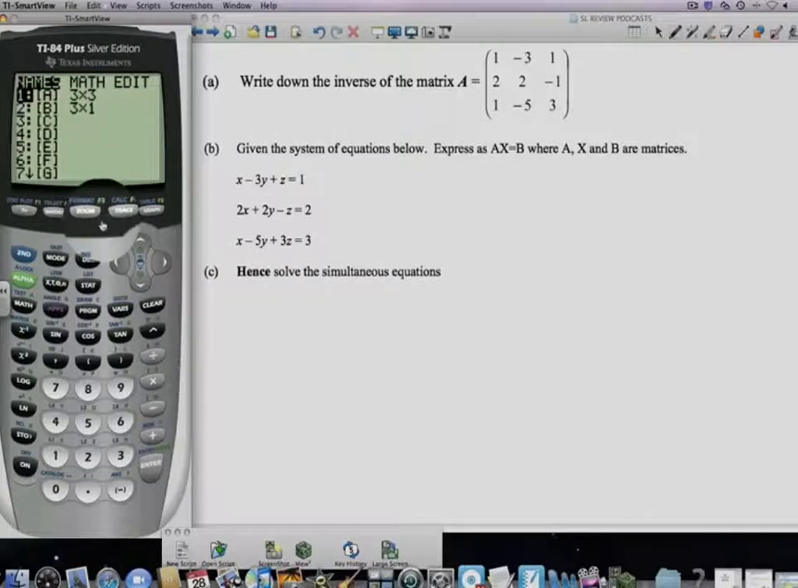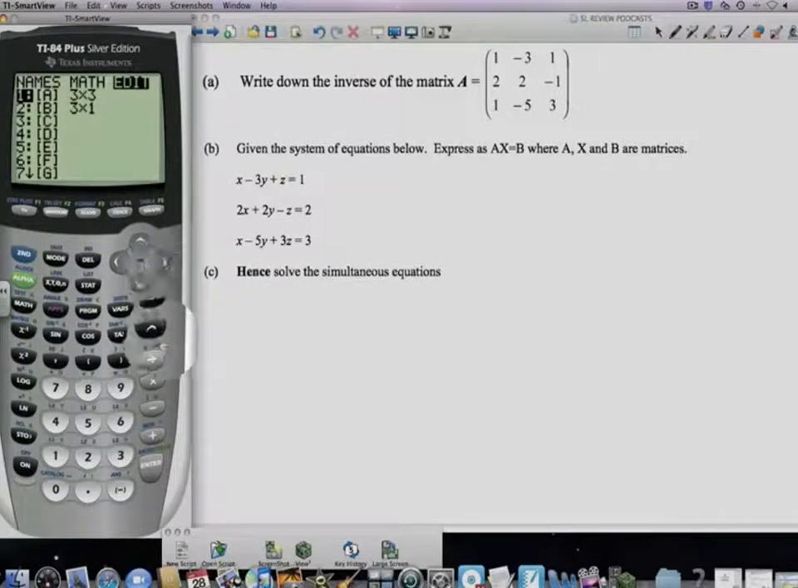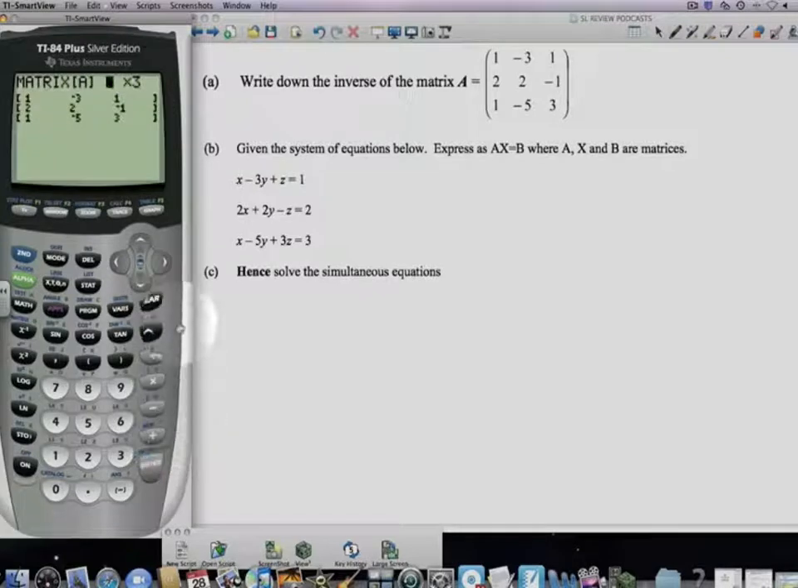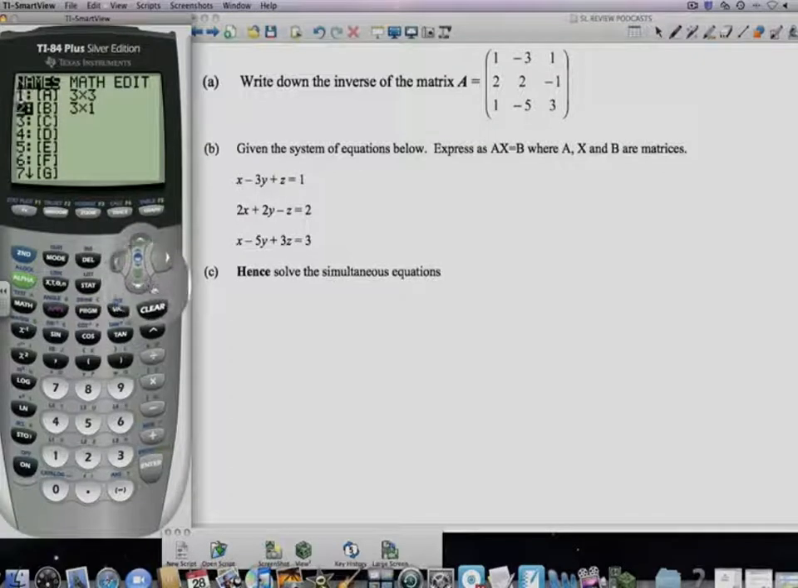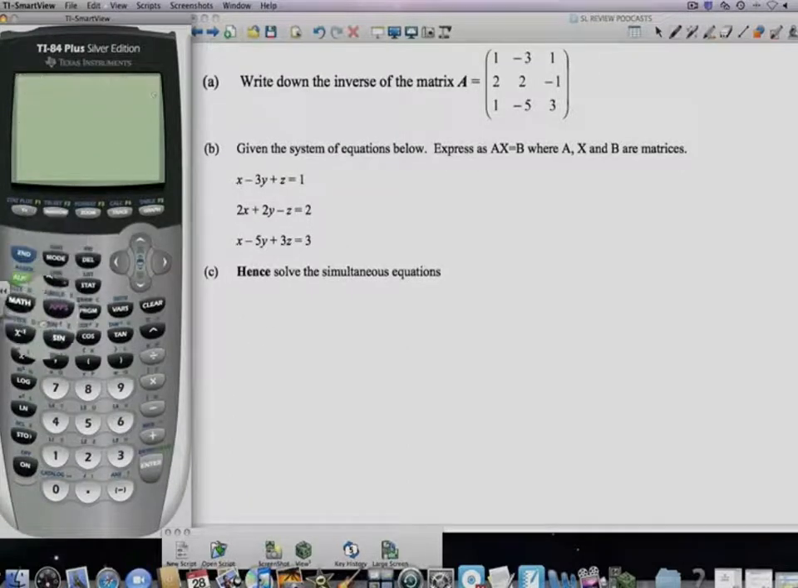Alright. And we've already set this one up, so if we went over to edit and pressed enter, then we could make it a 3-row by 3-column matrix, and then we put in all the values. Yeah. So we've done that already. Okay, and same we did for part B and C, we did the 3x1 matrix as well, which you'll have to do. Okay. So now, to find the inverse of a 3x3, we can use the GDC.